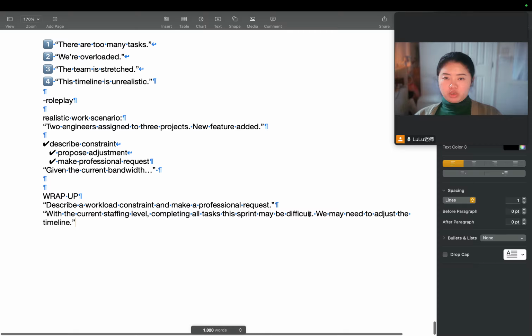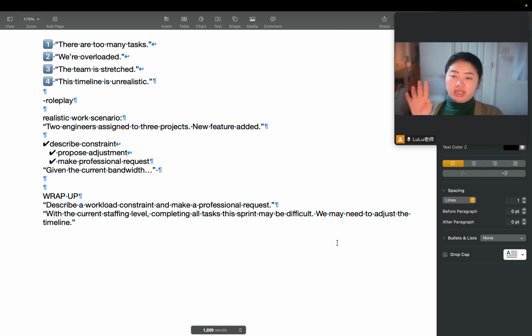If you want to make it more clear, you can add, an adjustment may be needed, period, and then, we may need to make modifications to the timeline. So it's a clear three sentences. If you're able to make it into two, even better. The more concise, the better. That is a wrap-up for today's lesson.